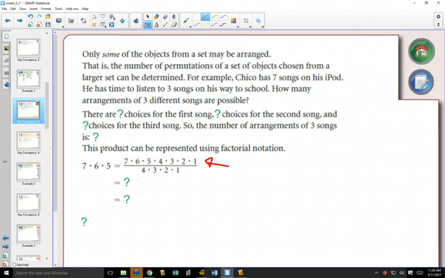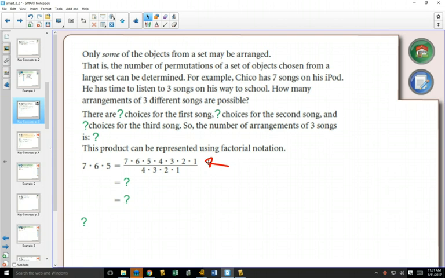So the example on this page is Chico has 7 songs on his iPod. Wow, that is a lot of music. But he only likes to listen to 3 songs on his way to school. He only has time to listen to 3 songs. He wonders how many different playlists he can make, with different orders and different songs. For him, listening to those songs in a different order is different. Even if it's the same 3 songs, listening in a different order is different for him because of how he walks and whatnot. How many ways could he do that?